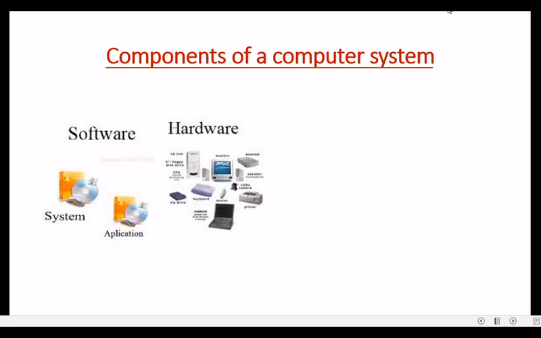And hardware are the physical components. For example, your hardware is the very first screen, that is the monitor, keyboard, mouse, CPU, and different components inside the CPU, the central processing unit. All these are called the hardware components. Besides these, you have some more hardware components like printer and scanner.